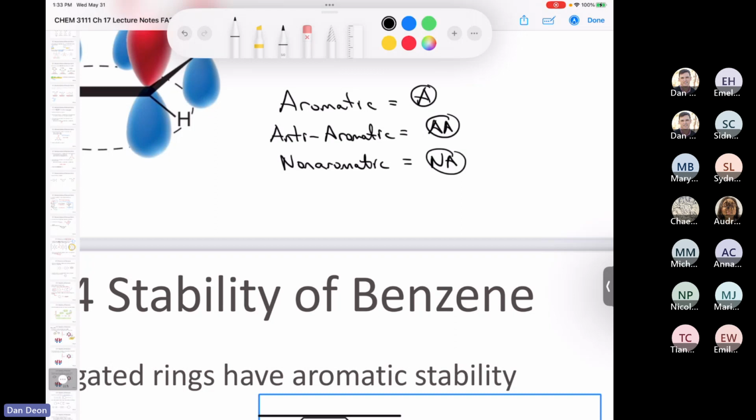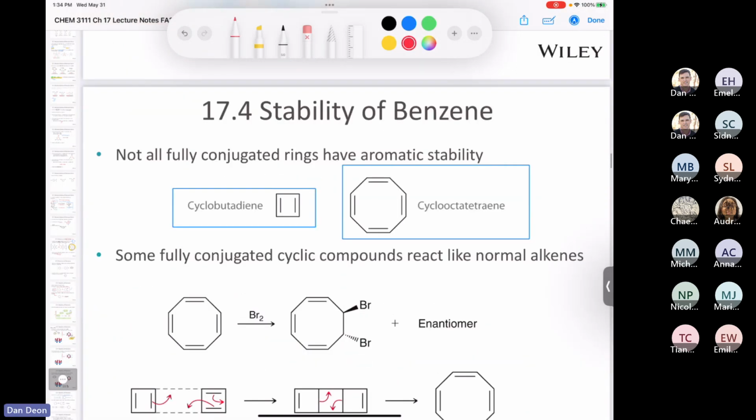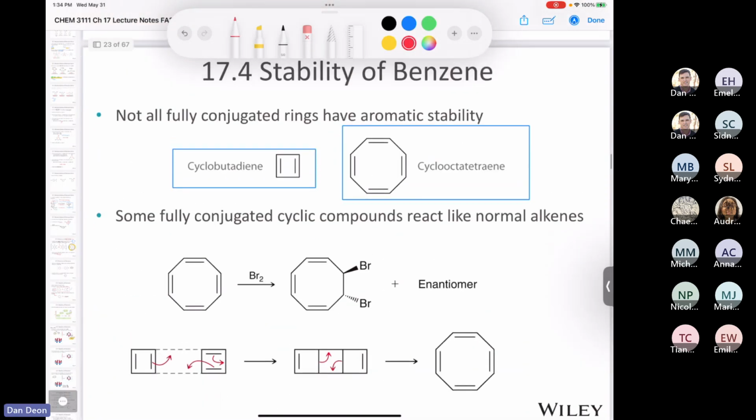So we've got three possibilities. Aromatic, right? Benzene is aromatic. And then we looked at cyclobutadiene and cyclooctatetraene. Well, I said they're not aromatic. So if they're not aromatic, there's two possibilities. They can either be anti-aromatic or they can be non-aromatic. So let's go back on our journey and see if we can figure out the answer for both of these compounds. Okay, so here's cyclooctatetraene.